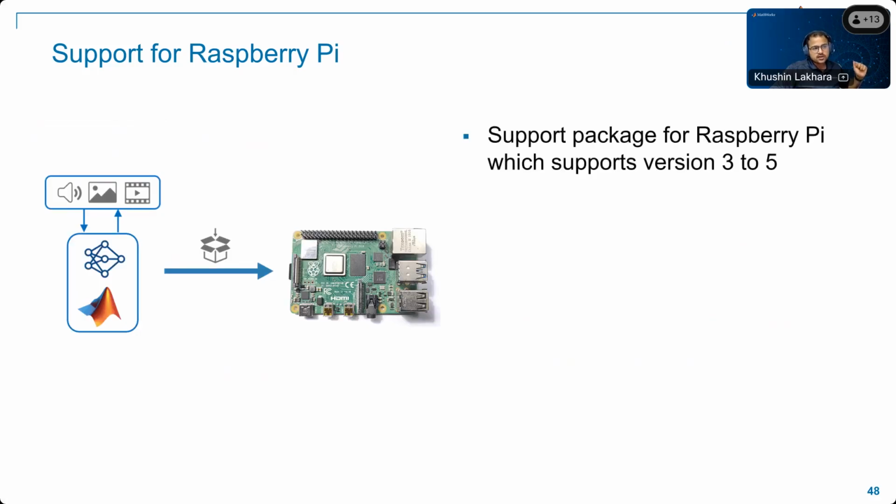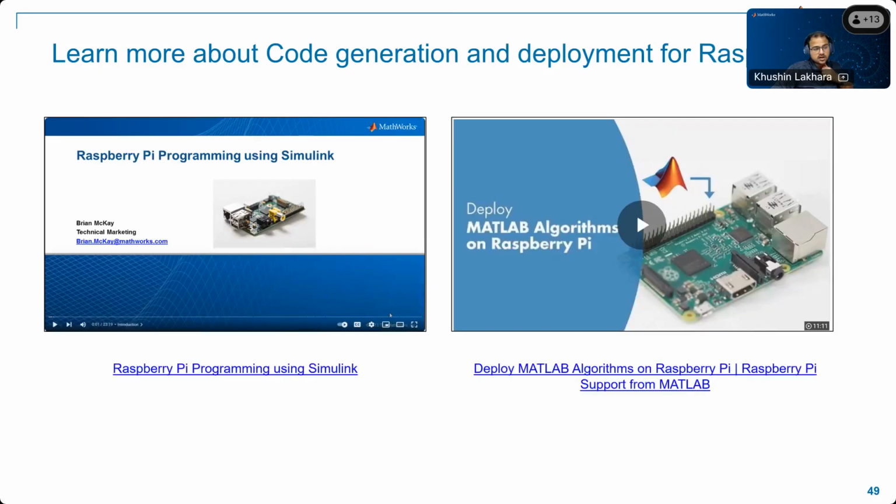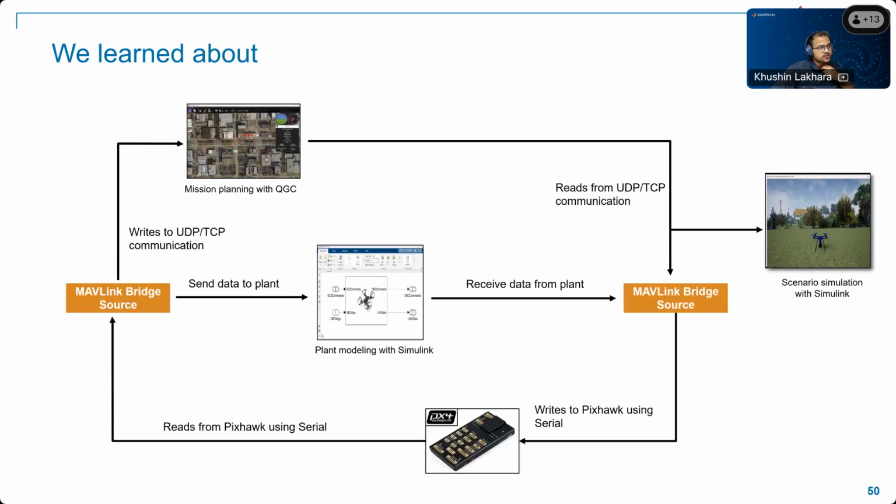And we are supporting the packages up to the Raspberry Pi 3 to 5 version. All the libraries of MATLAB functions are available to interface with the Pi along with Simulink, and standalone execution is also available. These videos are available where you can learn more about how you can program your Raspberry Pi using MATLAB and Simulink. We will share all these links with you in the session.